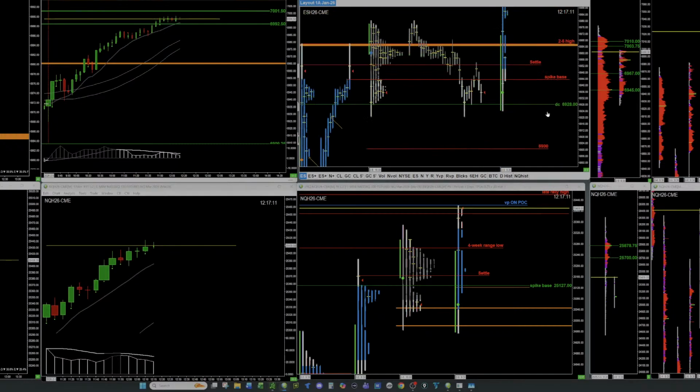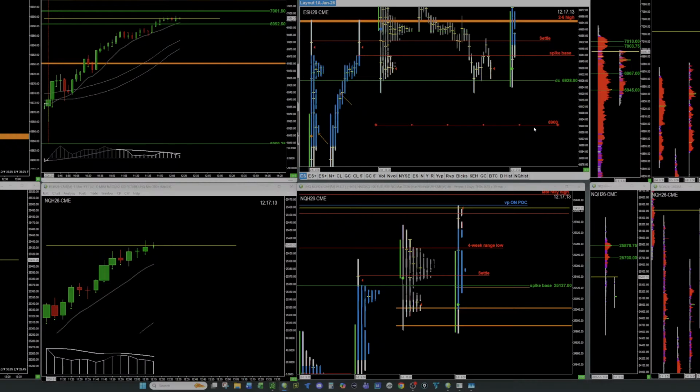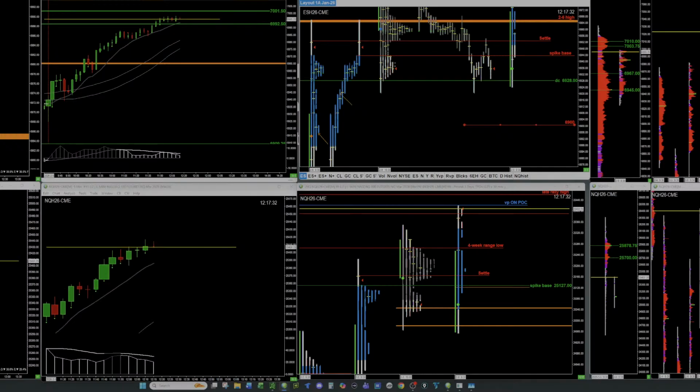Where is 6900? Where are you? What is this one here? Basically, this is the 4-week range low. Is it? That's even lower than that.